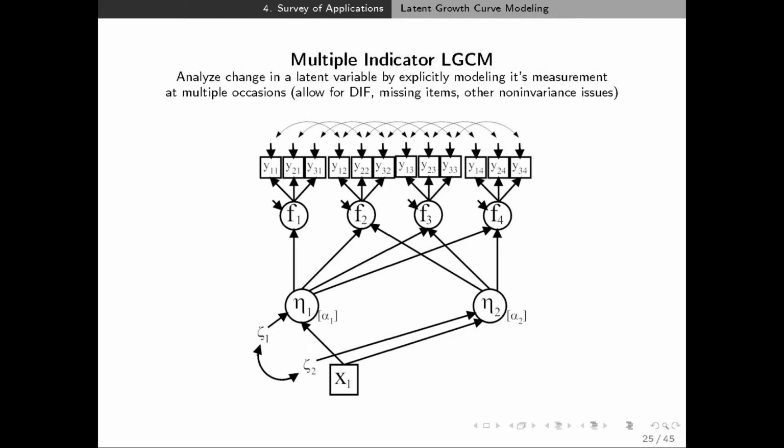These are very hard to estimate. They place a lot of demands. There's a lot of places where the estimation can go wrong here. There's a lot of correlations that need to be accounted for.